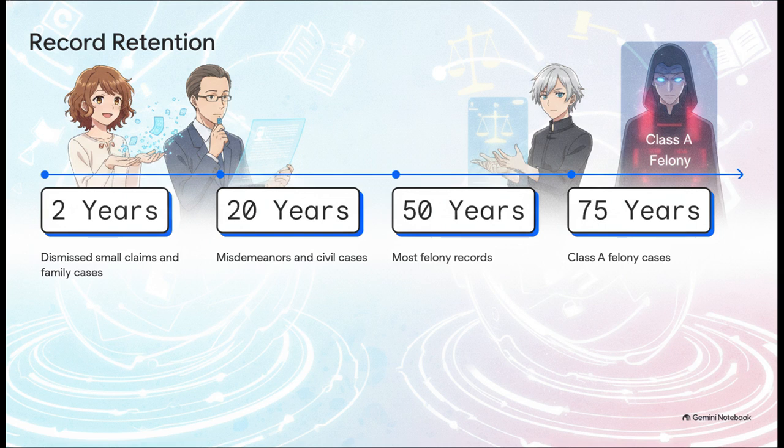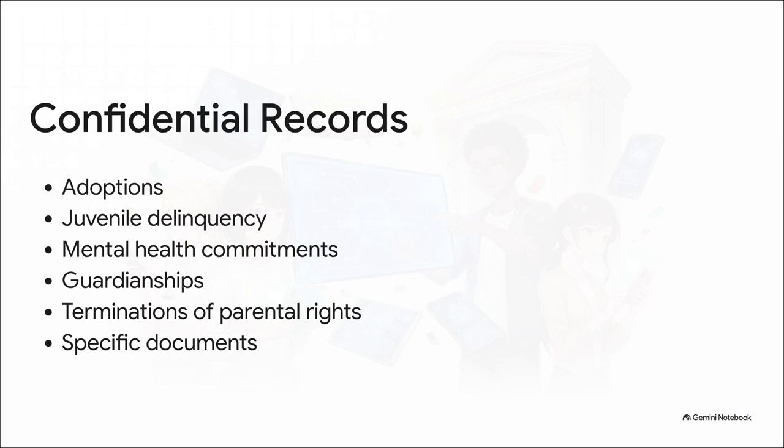On the flip side, a misdemeanor or civil case hangs around for 20 years. Most felonies stay up for 50 years, and a Class A felony is going to stay on the site for a staggering 75 years. So if you can't find a record, it might not be a glitch, it might have simply aged out. Also, and this is absolutely crucial to remember, Wisconsin takes personal privacy very seriously.